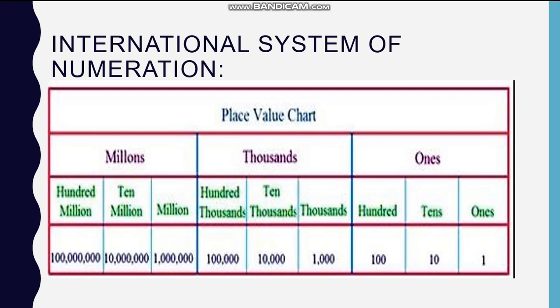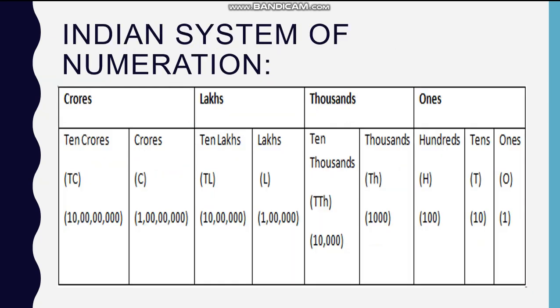Let's see what happens in the Indian system of numeration. So students, you can see here this is my Indian system of numeration. Here it is divided into ones, thousands, lakhs, crores. So ones has ones, tens, 100, then thousands has 1,000, 10,000, then lakh, 10 lakh, crore, 10 crore. So in ones, how will you write? 1, tens means 10, hundreds means 100, 1,000 means 1,000, and 10,000 is written as 1 with 4 zeros.